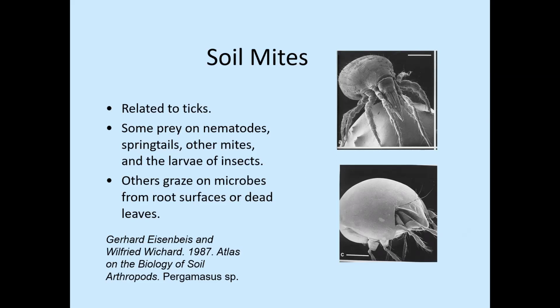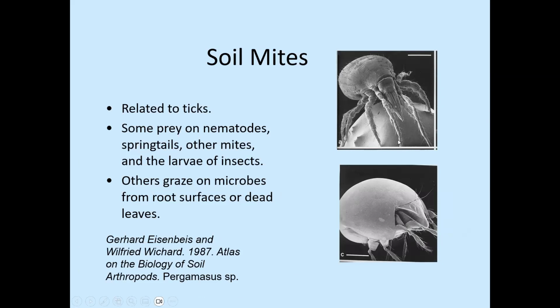The one on the top is a predatory mite, and the one on the bottom is more of a grazer. The way to tell predatory mites, you can see in this picture on the top, is that they have these long raptorial front legs, whereas this one on the bottom just has these little tiny legs.